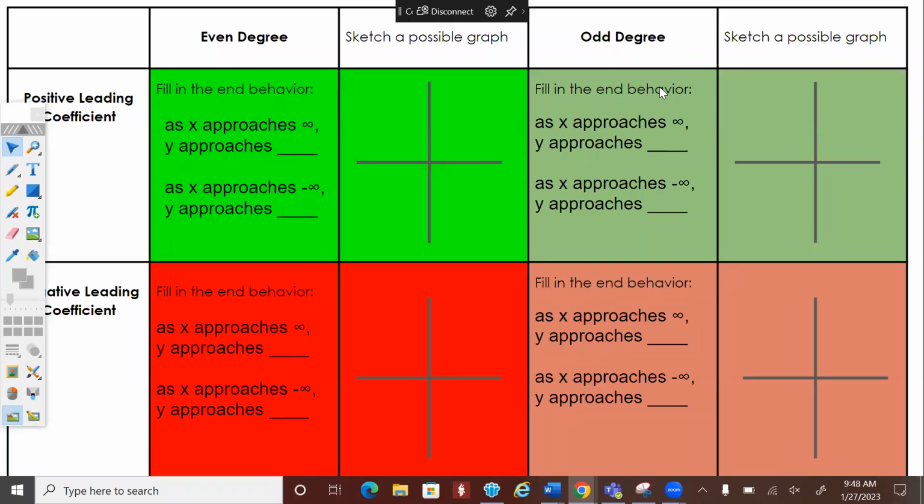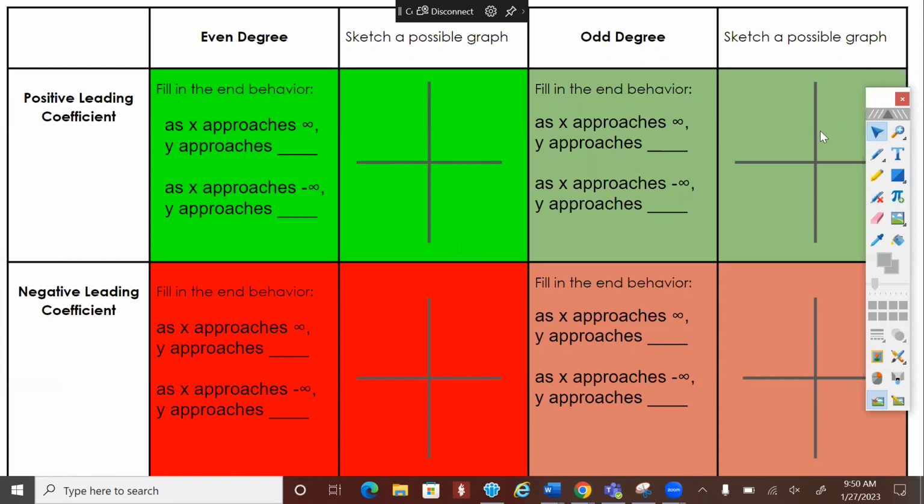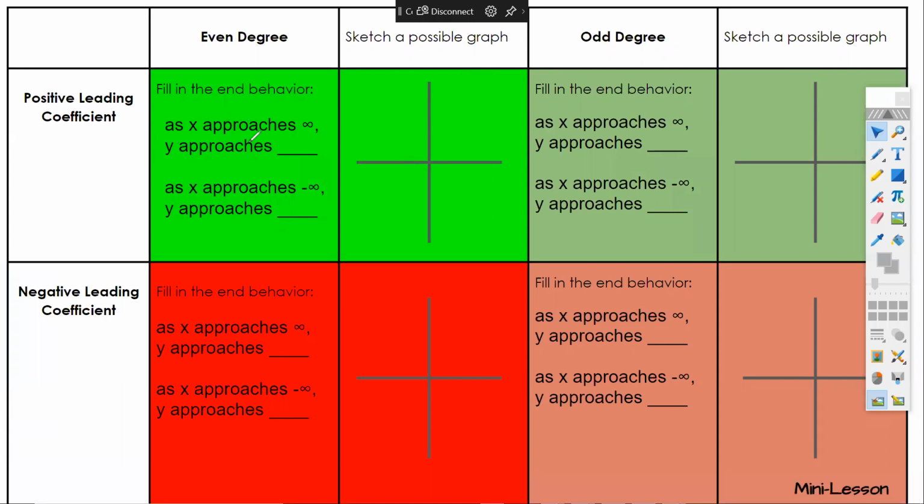You got odd degree on the right-hand side, even degree on the left, positive in the top row, negative in the bottom. Take a second, go ahead and write that one down. Again, it's gonna be even on the left side, odd on the right, positive and negative leading coefficient. I'm gonna make your life a little bit easier on writing all this stuff out. So instead of writing all these words, you can actually write this with arrows. If you want to write it once, that's okay, but I'm going to show you a shortcut in just a second.